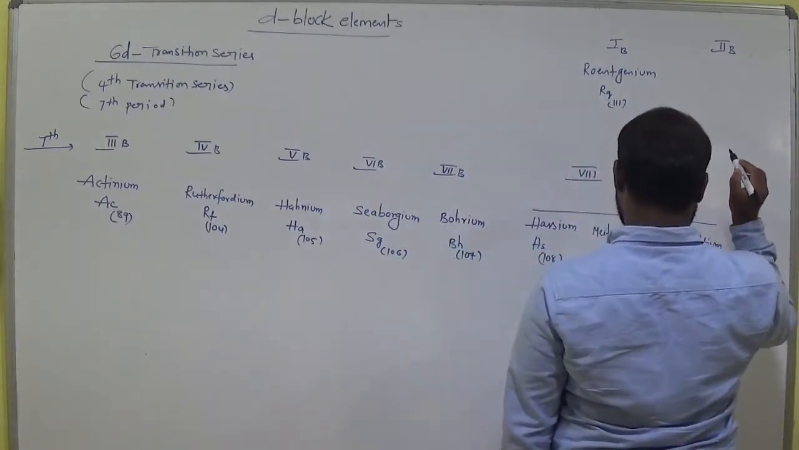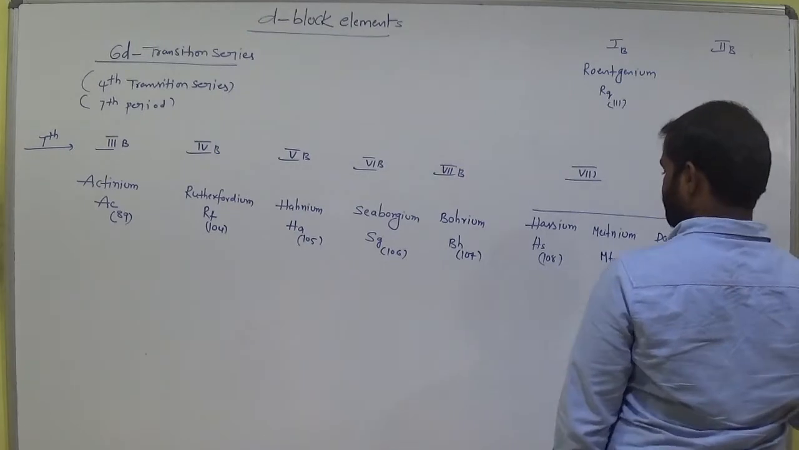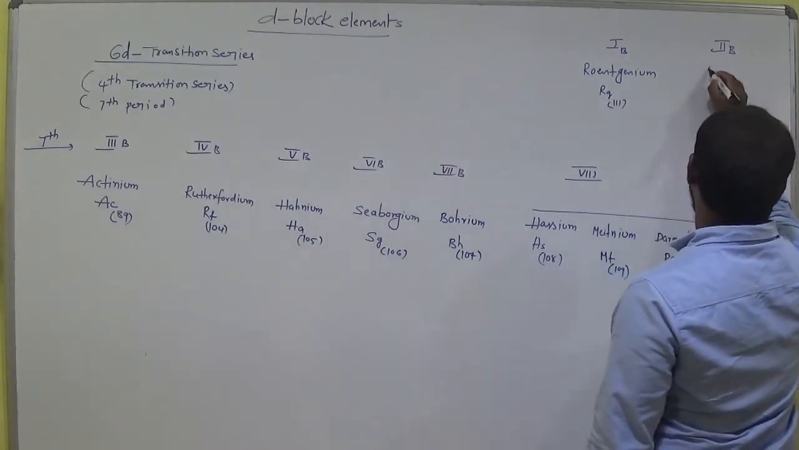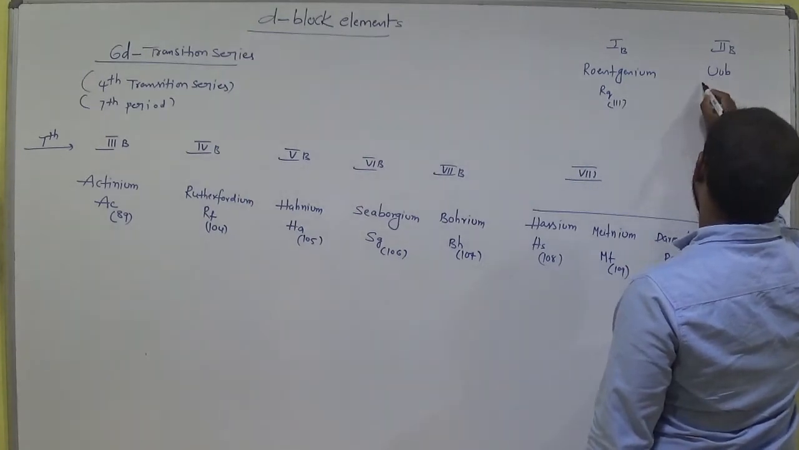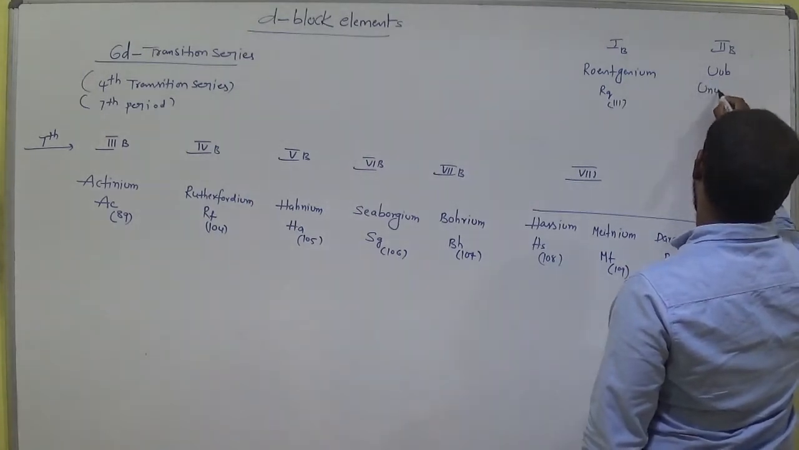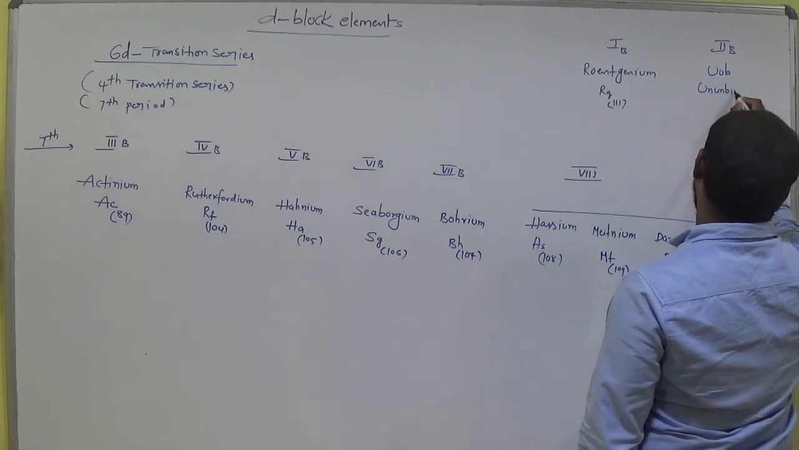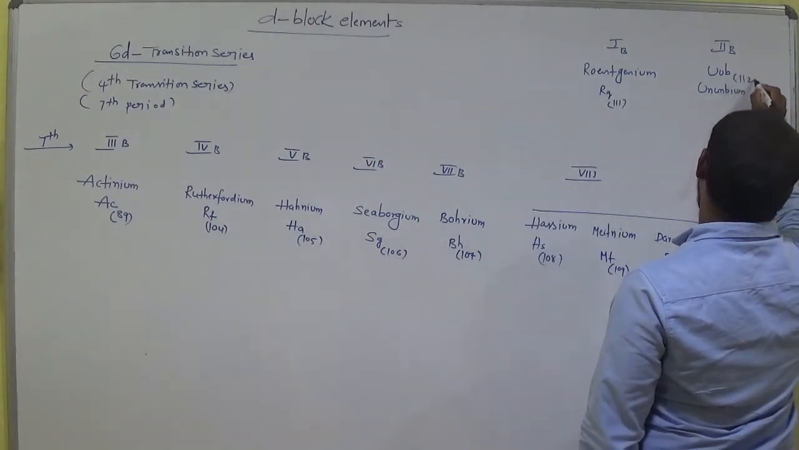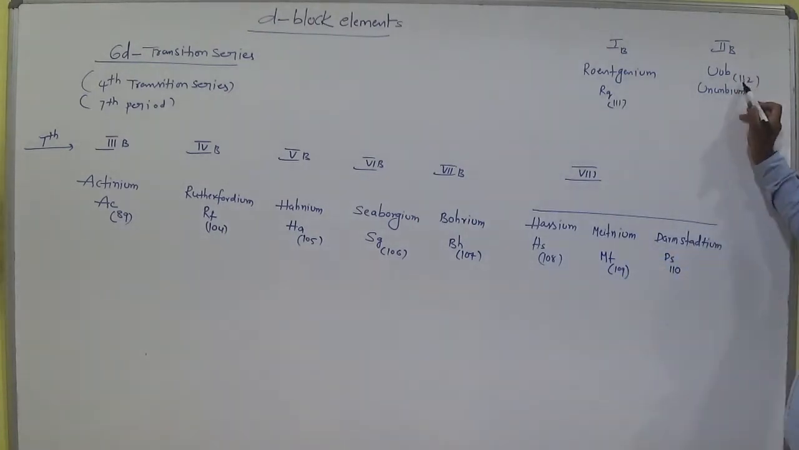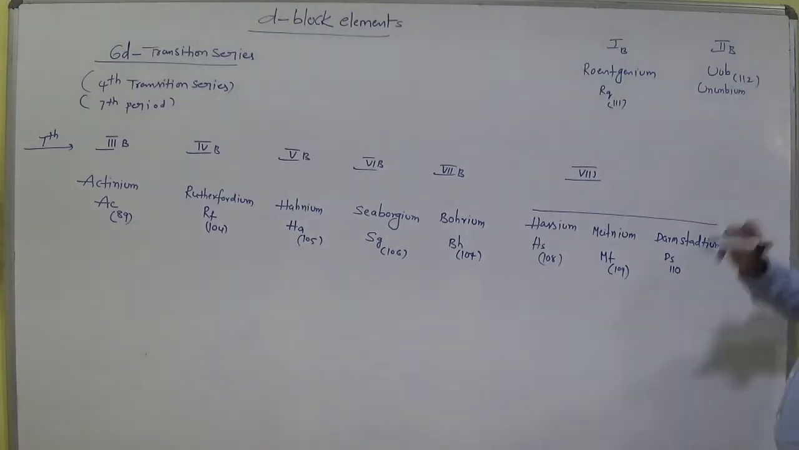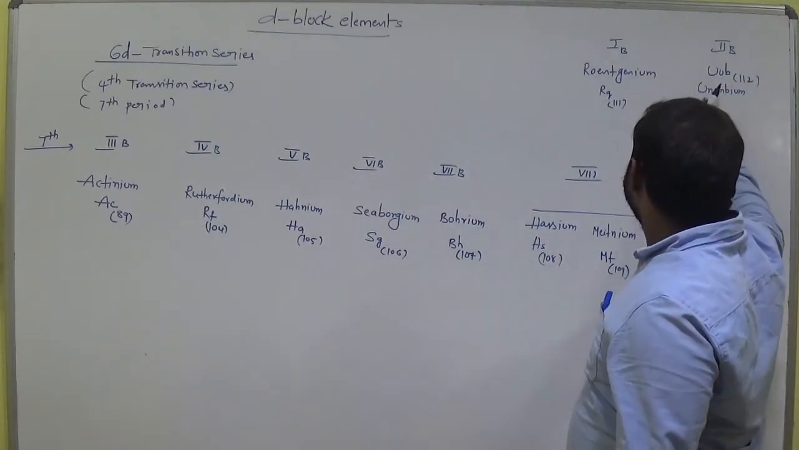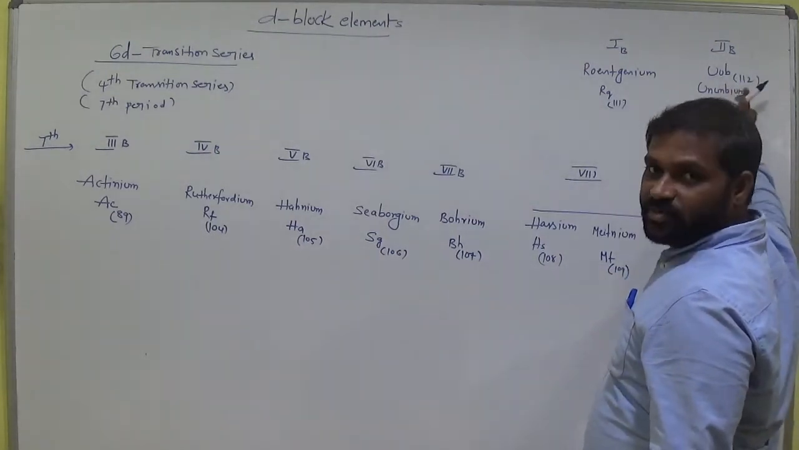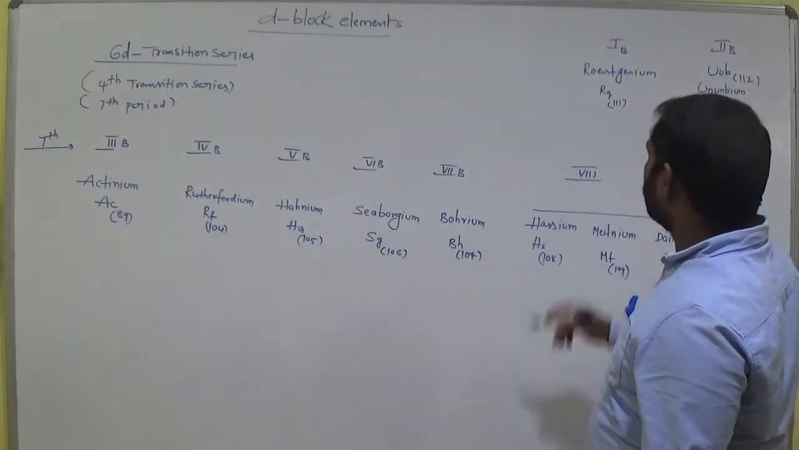And the last one is Uub. U means 1, again 1, and 2 means bi, so Ubb, atomic number 112. 1 means un, again un, 2 means bi, so it is called 112.